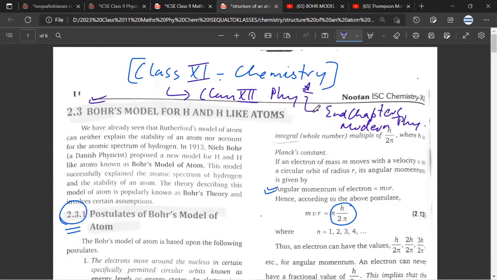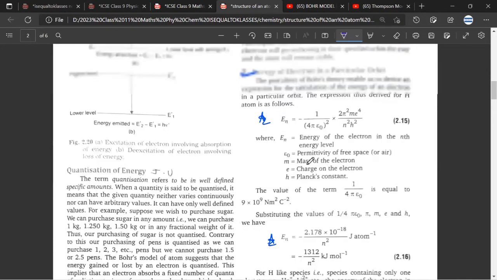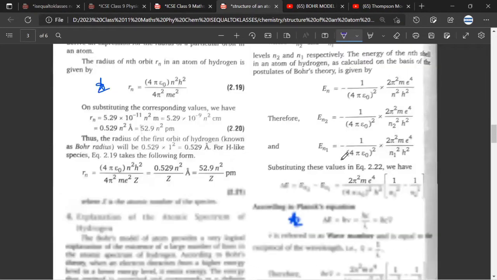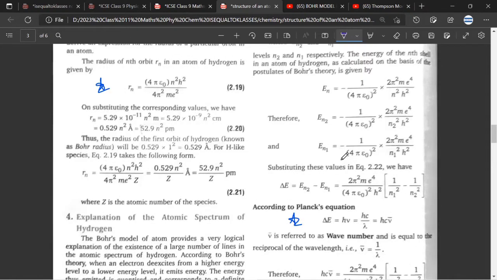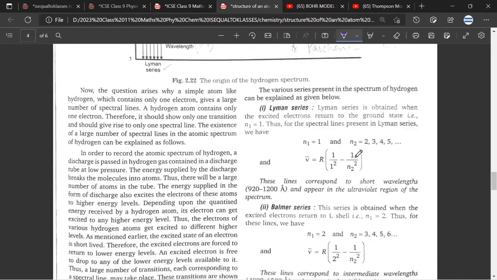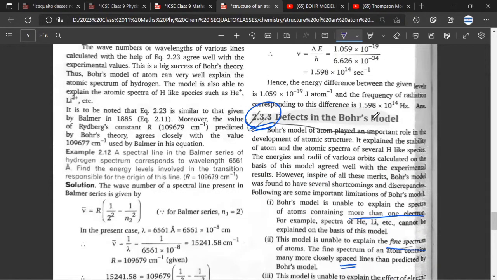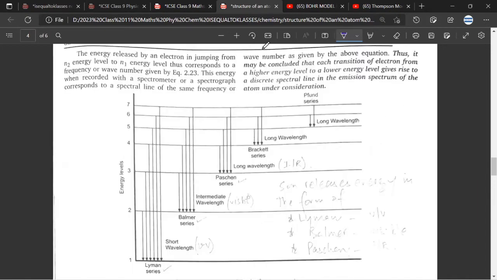So let us start with this introduction. There are 3 questions which have a good probability of being asked. One would be the postulates of Bohr's model of atom. The second would be a numerical based on the formulas which are discussed. The important formula would be this formula. And the third important question that is asked is defects in the Bohr's model. Are we clear? There is a 4th thing that you need to understand and need to cram.